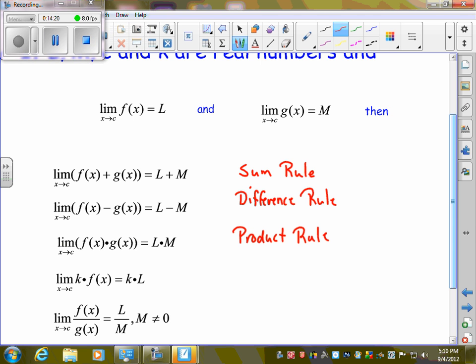You have the limit as x approaches c of k, now remember k is a number, times f of x. Well, that's just k times what your limit was for f of x, which was L. That's called the constant multiple rule, because if you have a constant times a function, you just multiply the answer times the constant. So we take the answer for the limit for f of x, which was L, and we multiply by the constant k.